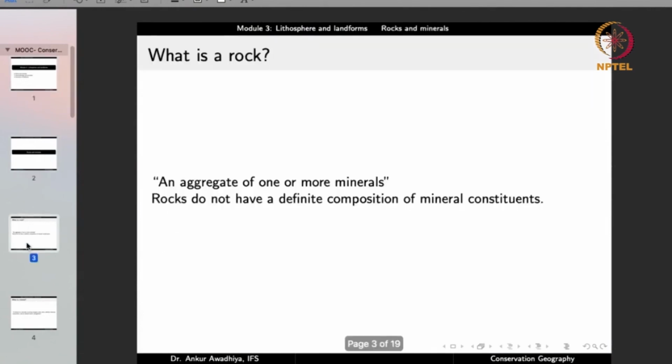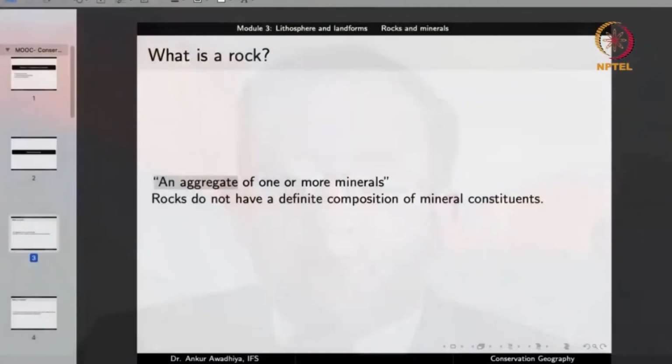And we begin with the definition of a rock. What is a rock? A rock is defined as an aggregate of one or more minerals. So it is an aggregate. It is a combination of what? One or more minerals. So you can have rocks that are made up of just a single mineral, or you can have rocks that are made up of more than one mineral. Now, one important characteristic of a rock is that it does not have a specific chemical composition. Rocks do not have a definite composition of the mineral constituents.